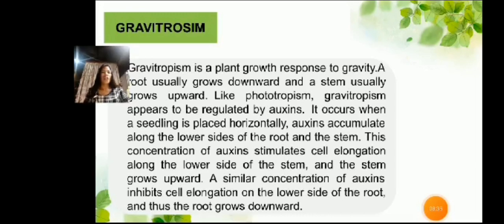An example of gravitropism is that the roots of the plants grow towards the gravitational field, whereas the stem grows away from the gravitational field. So that's it, and thank you.